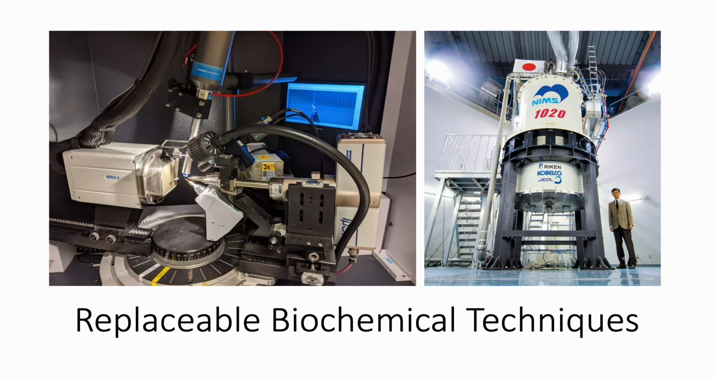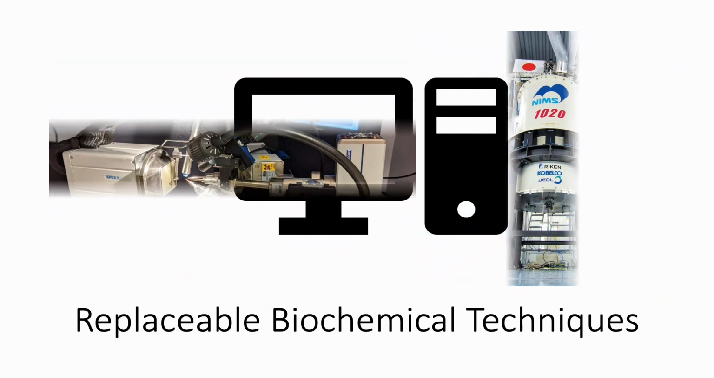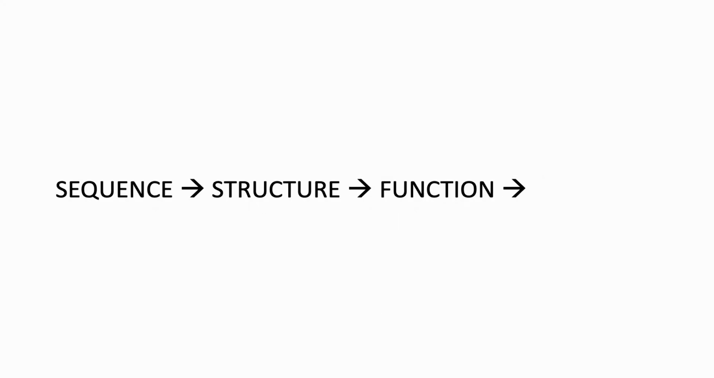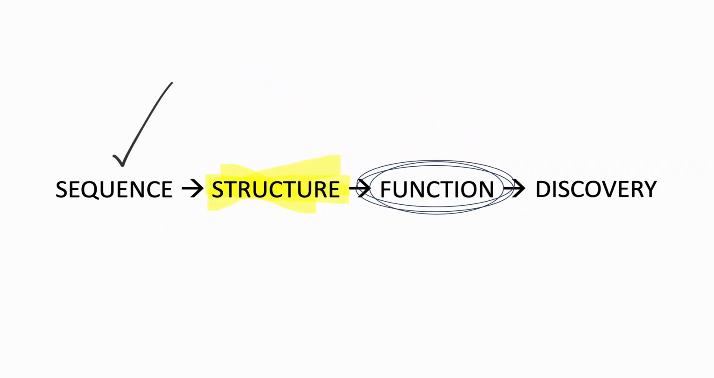In conclusion, laborious methods of experimental structure determination that used to stand in the way of discovery seem soon to be replaced by machine intelligence. Let's let biochemists determine sequence, use algorithms to predict structure, enable scientists to interpret function, and allow visionaries to make discoveries.